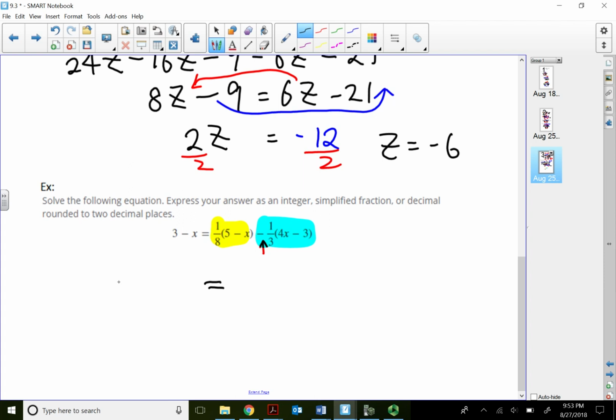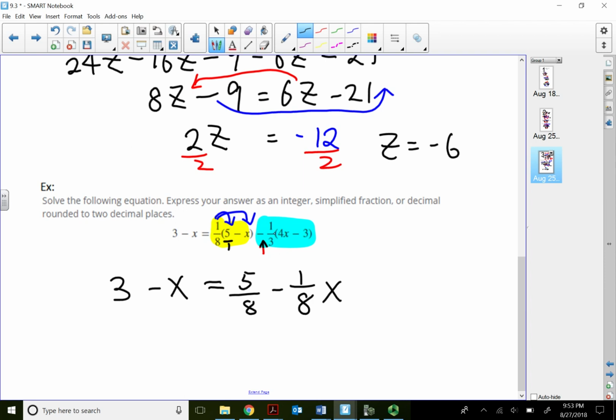So the left side, 3 still 3, negative x still the same. 1 over 8 times 5 has got to be 5 over 8. How do I know so quick? Because I know 5 means 5 over 1. 5 and 8 cannot reduce, so I just multiply the top with the top, bottom with the bottom. 1 over 8 times negative x is negative 1 over 8x.